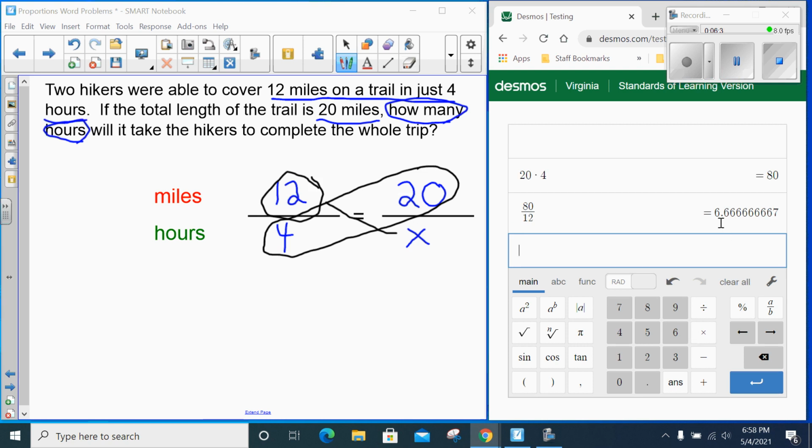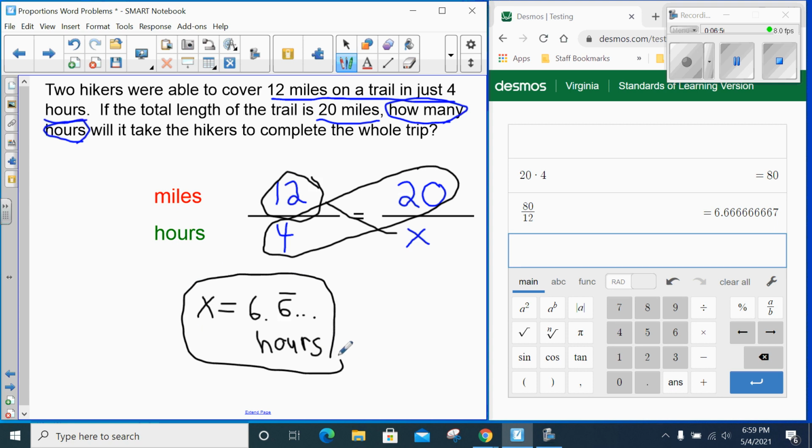So our answer is a decimal. So X equals, it's going to take the hikers about 6.6 repeating, so you can put the repeat sign or the dots at the end, but it's going to take them approximately 6.6 hours. And then you can circle your final answer. So remember, when you're working with these problems in the Desmos calculator, always clear out your calculator before you start the next problem.